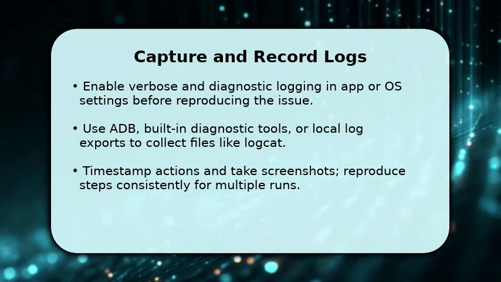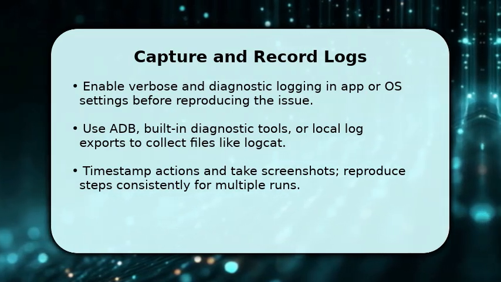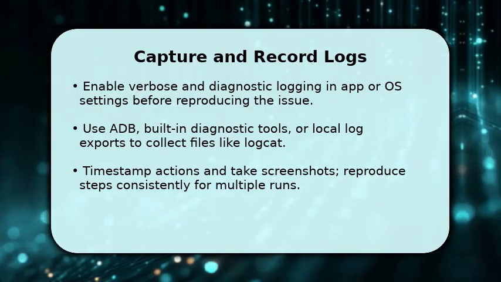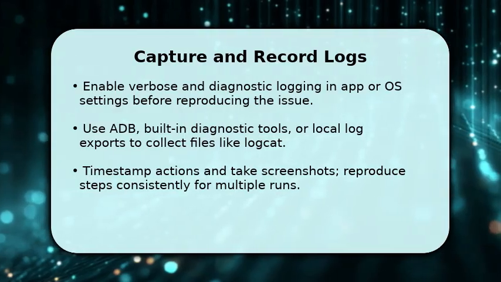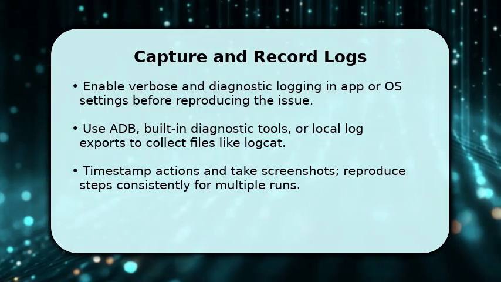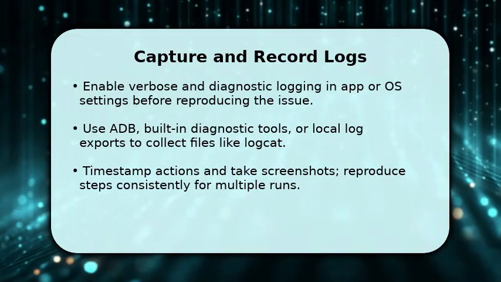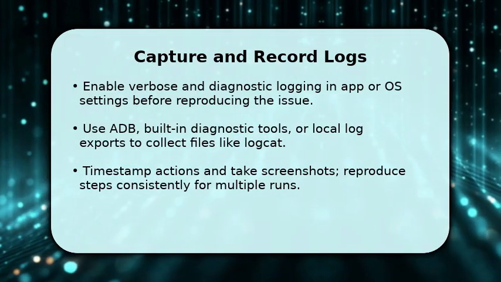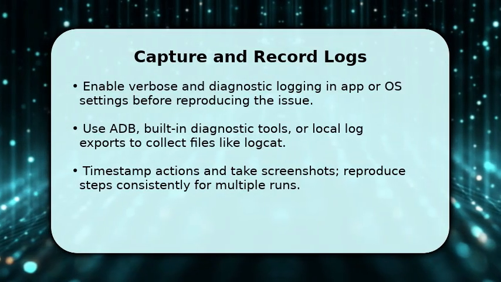Enable verbose logging in the app and OS, then reproduce the exact steps you need to study. Make sure you record timestamps and take screenshots so events map to log entries. Use ADB or the OS Diagnostic Exporter to pull logcat, system, and app files. If you can't use ADB, export logs through the app share function. Rerun the scenario several times to confirm patterns and eliminate transient artifacts.